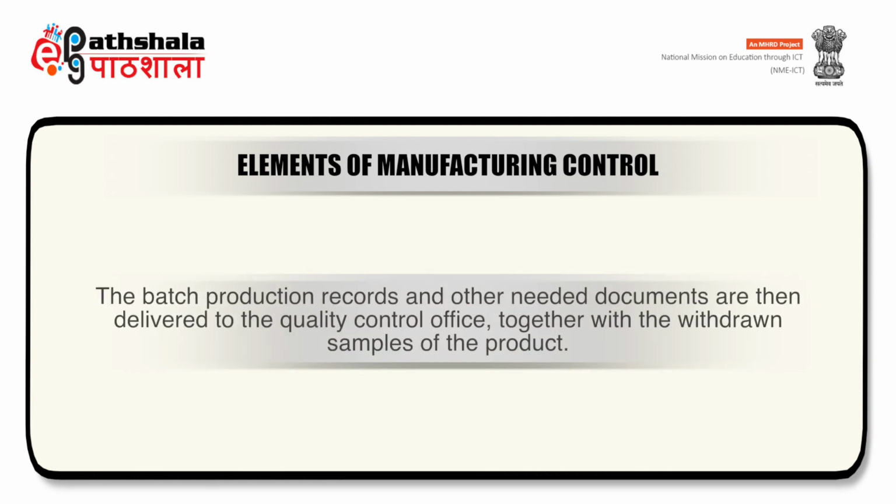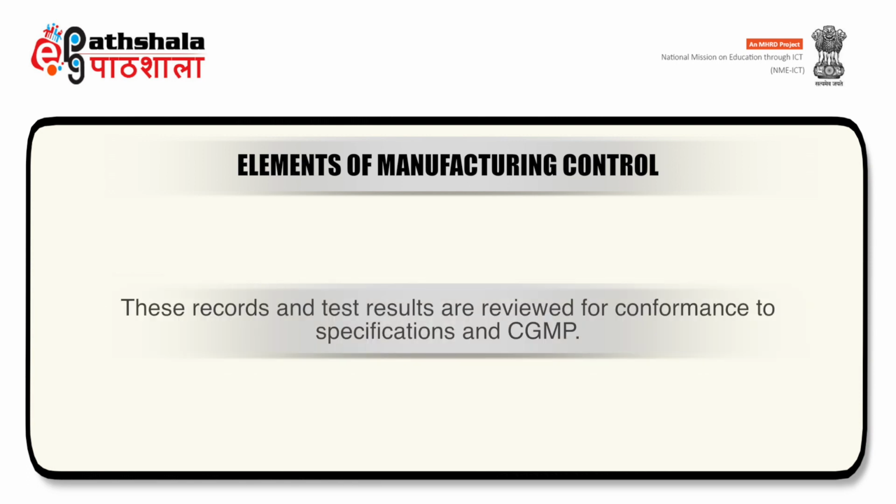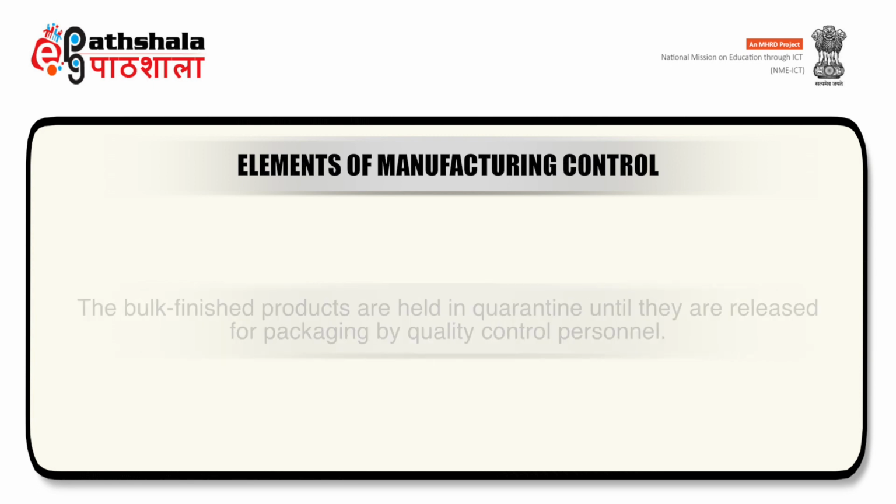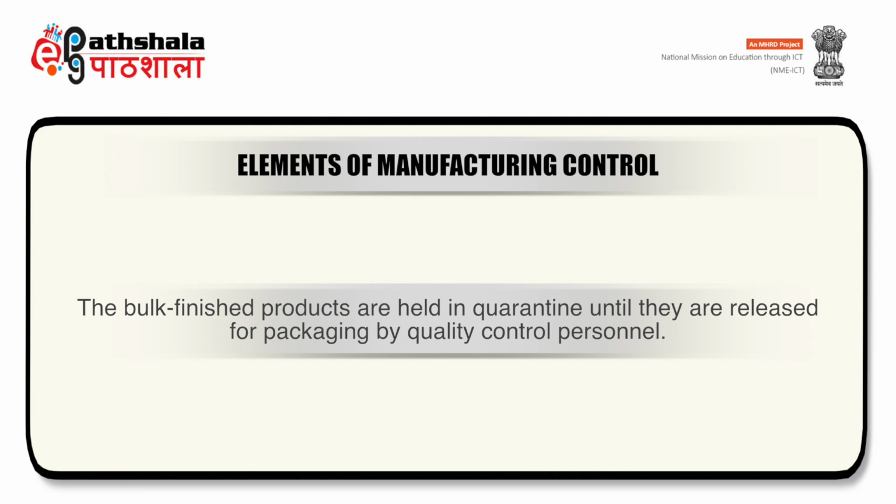The batch production records and other needed documents are then delivered to the quality control office together with the withdrawn samples of the product. These records and test results are reviewed for conformance to specifications and current GMP. The bulk finished products are held in quarantine until they are released for packaging by quality control personnel.